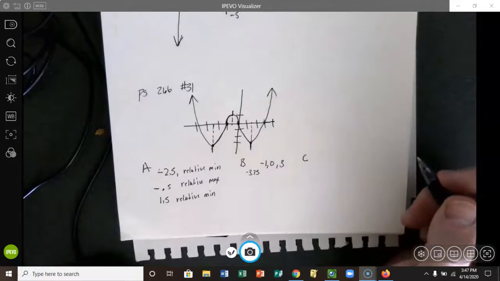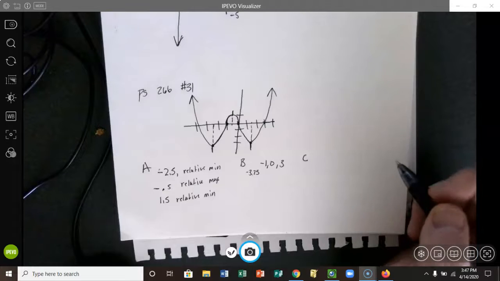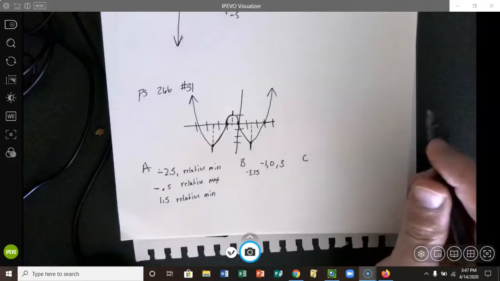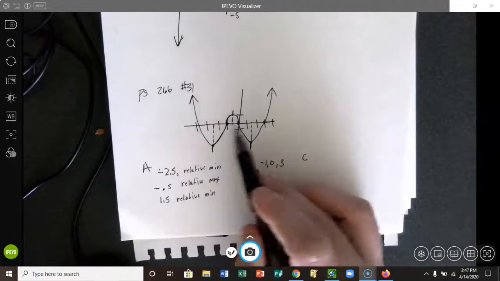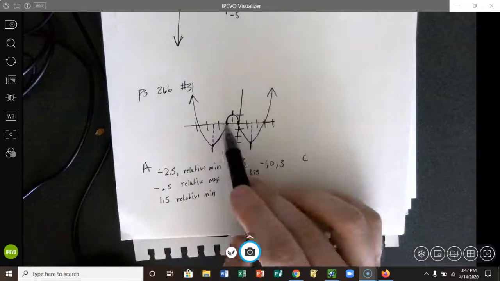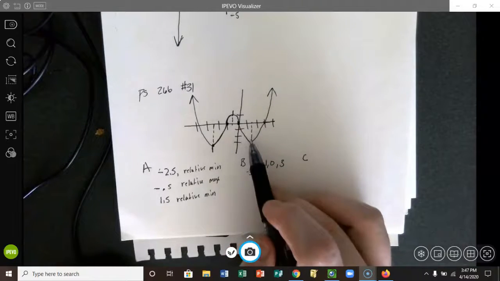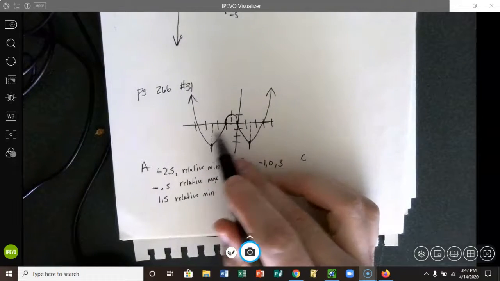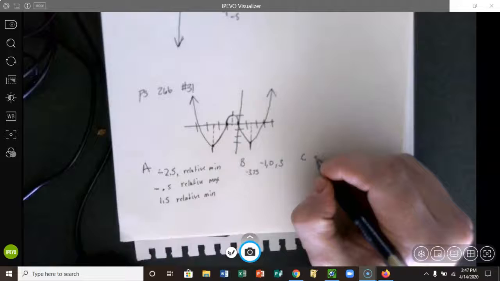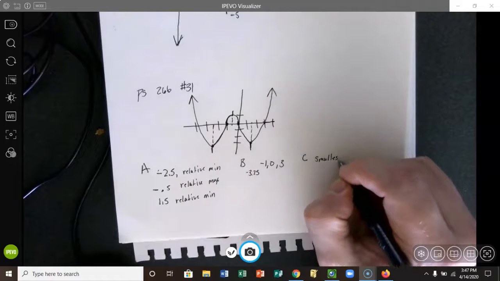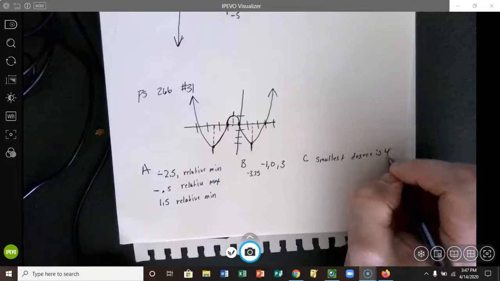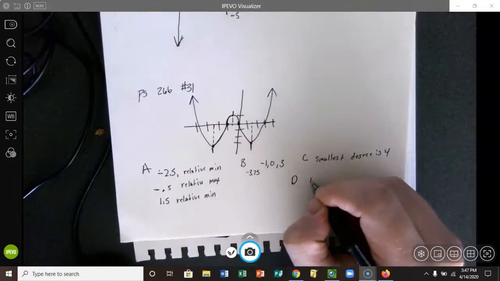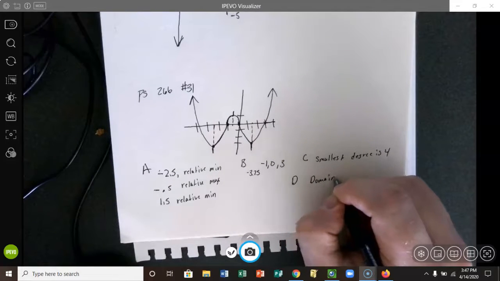And then C, it says determine the smallest possible degree of the function. So the smallest possible degree that this could be would be 4. That's because we have 4 zeros: 1, 2, 3, 4. Right? But we also have 3 turning points. So in order to have 4 zeros and 3 turning points, the smallest degree is 4.